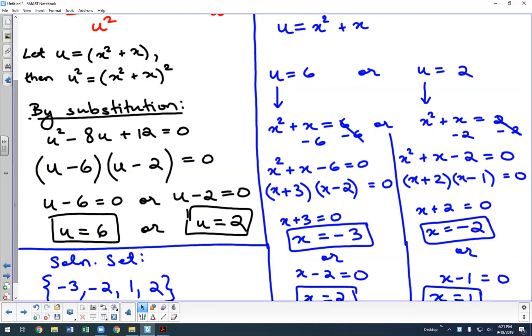Because it's the same thing as multiplying 2 times 3 or 3 times 2. You're still going to get 6. So it doesn't matter if you switch your parentheses, but just the signs have to be with the number.